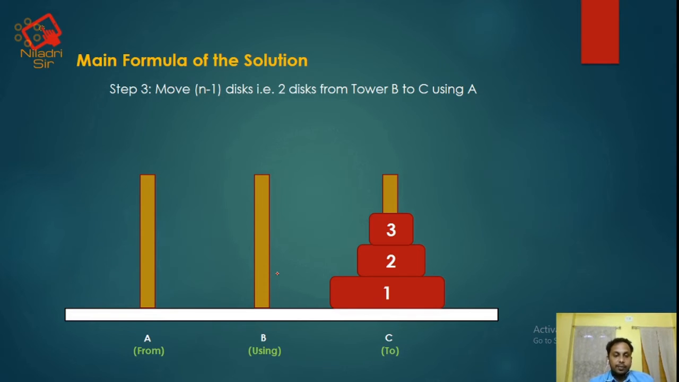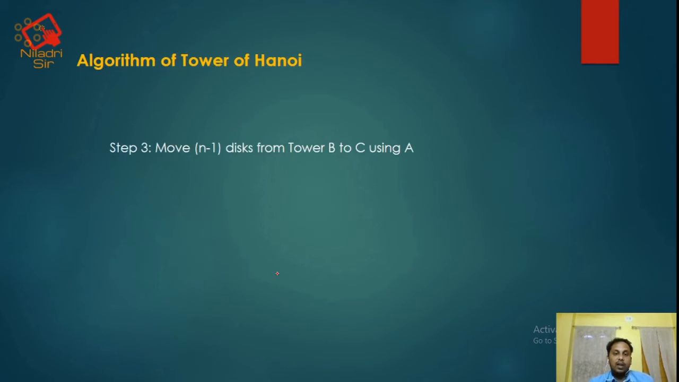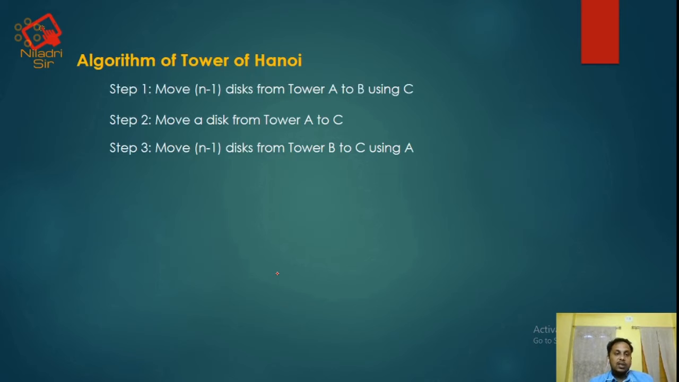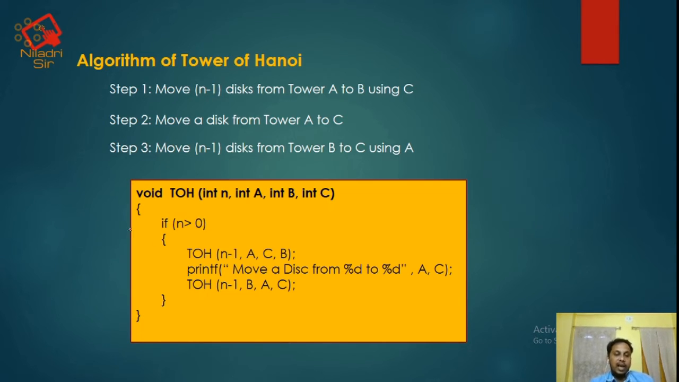So what is the algorithm of Tower of Hanoi? Step 1 is move n minus 1 disks from tower A to B using C. Next is move a disk from tower A to C. And third is move n minus 1 disks from tower B to tower C using A. So this is the algorithm.